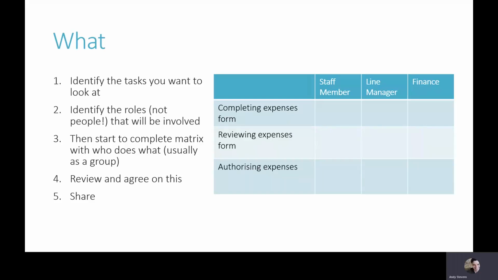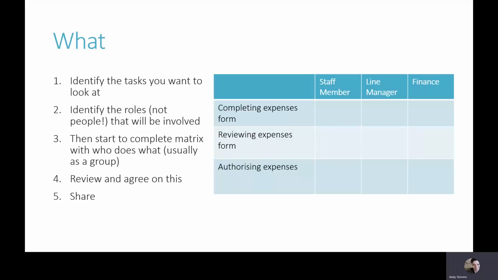And then in each of the columns, you look at the roles that will be involved in that task. It's important to look at the roles, not the people. It should be what should that role do, not what does that person like or not like to do. Then you start to complete the matrix with who does what related to that task. You review and you agree on that, and then you share it so everyone's aware and it's transparent.